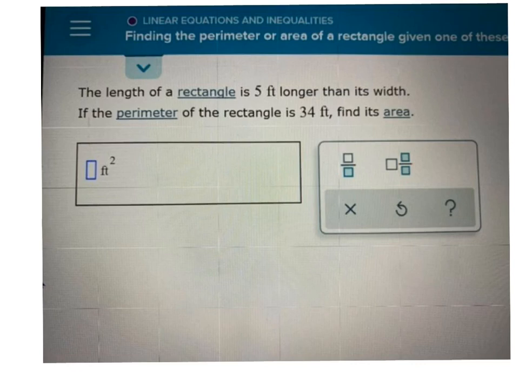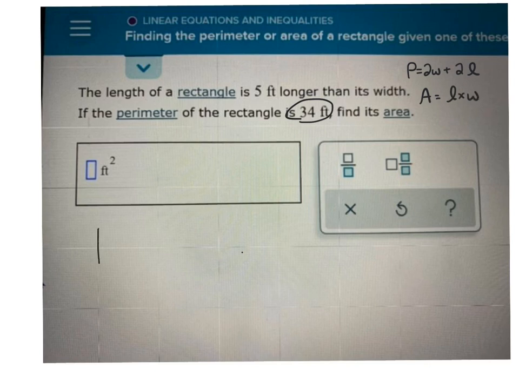Okay, this problem tells us that the length of a rectangle is 5 feet longer than its width. It tells us the perimeter is 34 feet, and I want to find the area. So in these problems, we need two equations. We need the perimeter equation, which is 2w plus 2l, and we need the area equation, which is L times W.